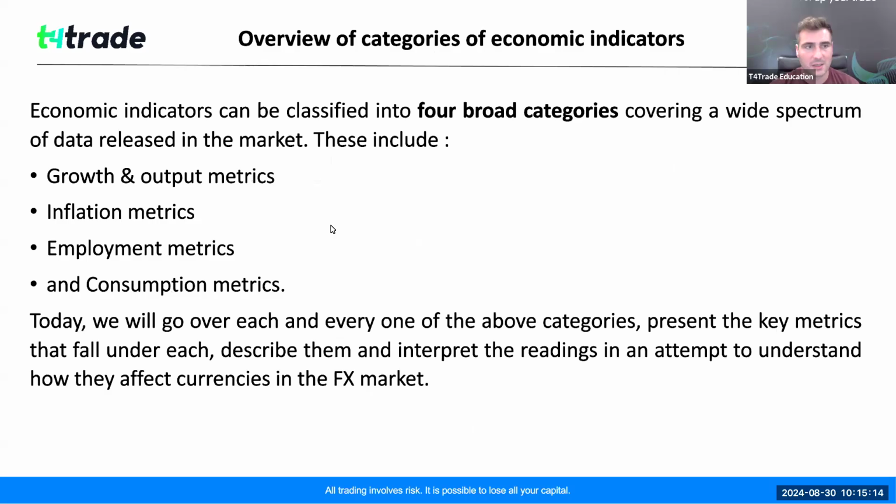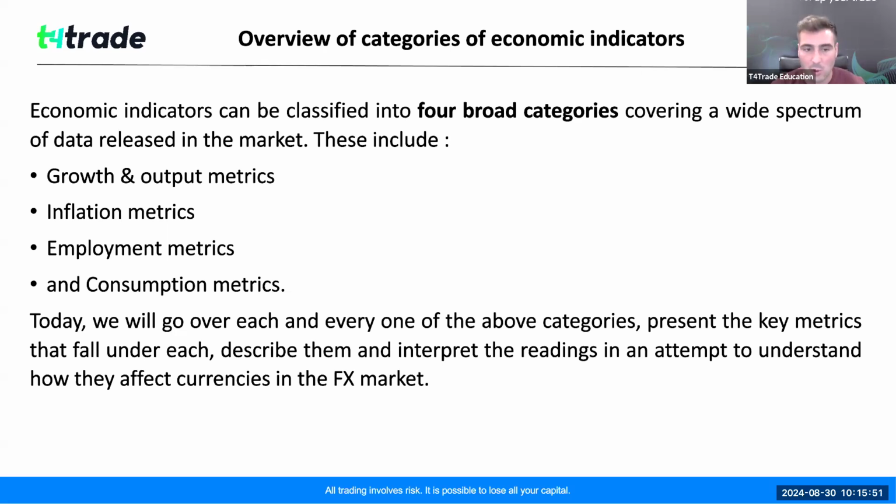So, categories of economic indicators. Economic indicators can be classified into, at least from my point of view, four broad categories covering a wide spectrum of data released in the market. These include what we call growth and output metrics. We categorize this together instead of having five categories. So you can do five actually, but we have done growth and output as one, inflation as another. These two we are going to look at a little bit more closely in this session. We also have employment metrics and consumption metrics. Okay, so these are the four broad categories: growth and output, inflation, employment, and consumption.